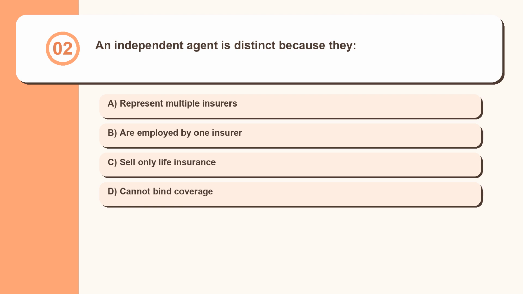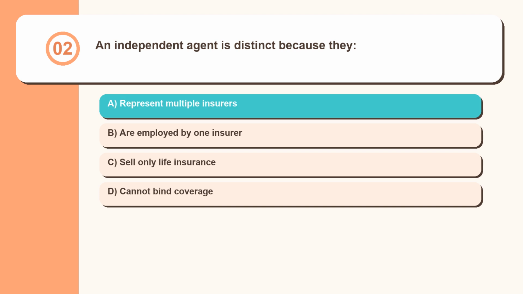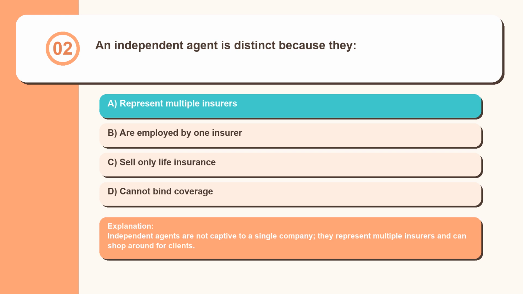Question 2. An independent agent is distinct because they represent multiple insurers, are employed by one insurer, sell only life insurance, cannot bind coverage. Independent agents are not captive to a single company, they represent multiple insurers and can shop around for clients.